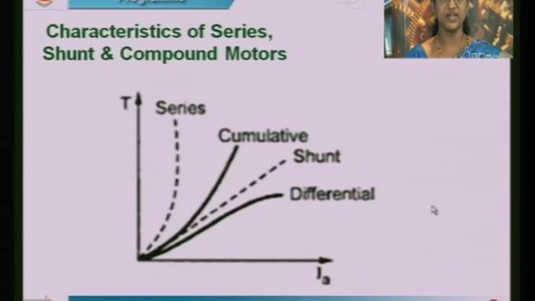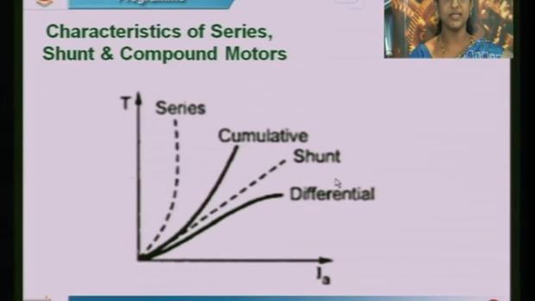In case of differentially compound, the flux produced in the series winding and the flux produced in the shunt winding, both will be in the opposite direction. So, this is the way you are getting this torque versus IA characteristics in differential compound motors.